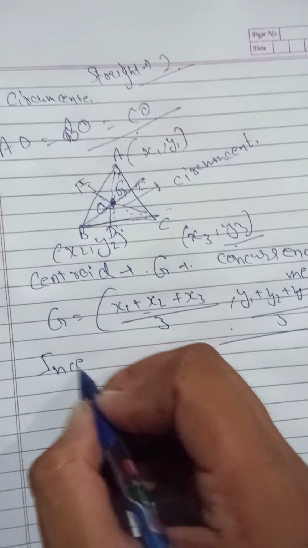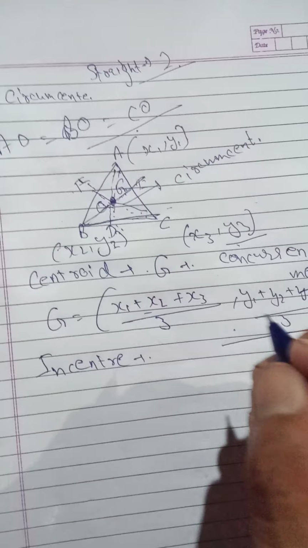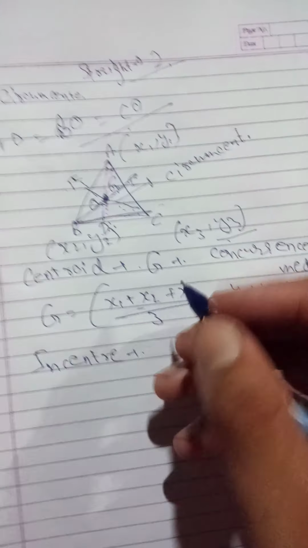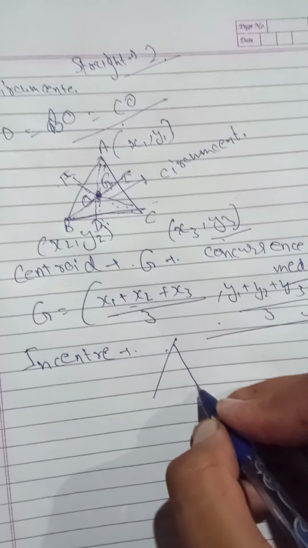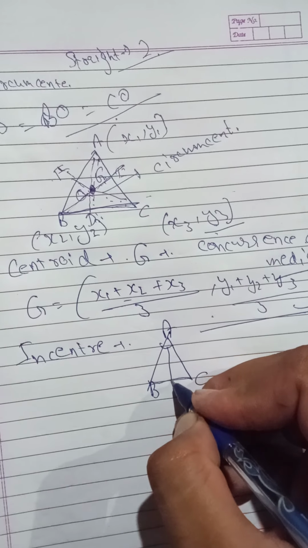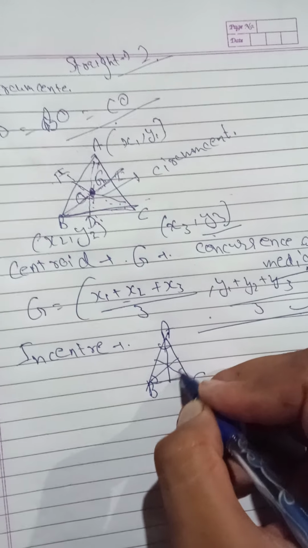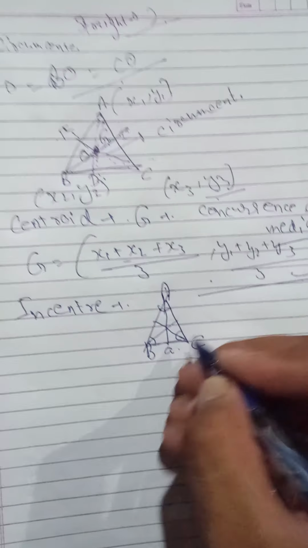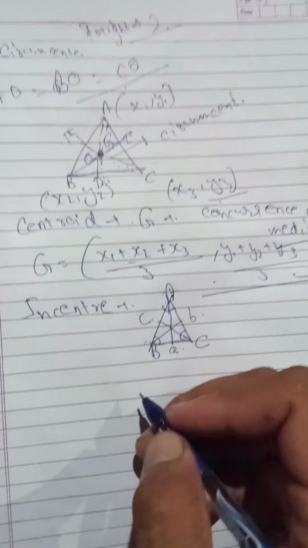The third will be incenter. This is the concurrence of the internal bisectors of the angles of triangle ABC. The point where the bisectors meet will be the incenter. Let this be a triangle ABC, and the side opposite to vertex A, that is BC, let it be small a, similarly opposite B small b and opposite C small c. These are the lengths of the three sides.